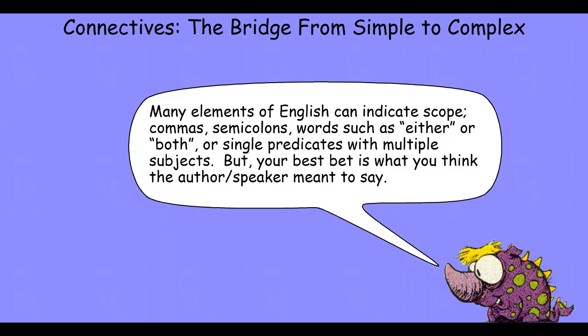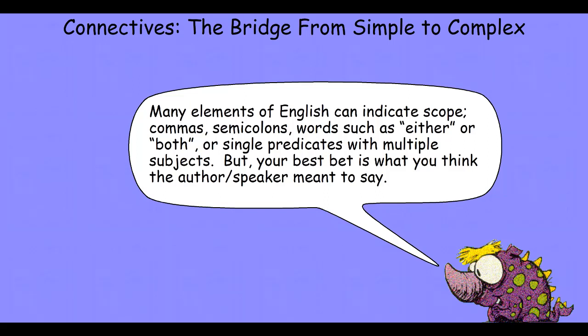Other things like either or indicates disjunction, but either comes before the first disjunct or comes before the second disjunct, so you know where the scope is there. Both A and B. Again, that indicates the scope. We have these kinds of orthographic features that can help you disambiguate it, but ultimately you have to try at least to figure out what the speaker or author intended to say. What are the relationships that really matter?